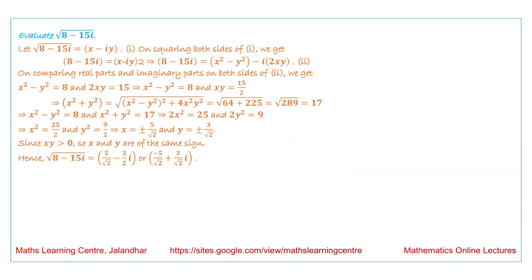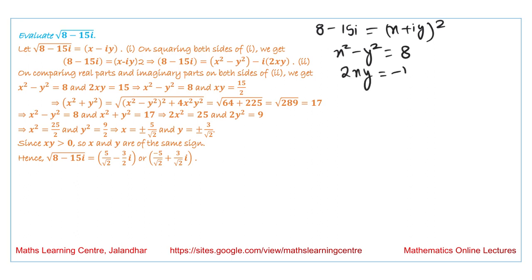Next we have the square root of 8 − 15i. Again we write 8 − 15i = (x + iy)². So we get x² − y² = 8 and 2xy = −15. Now in this case xy is negative.